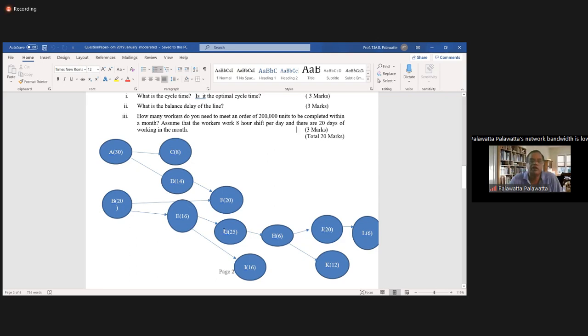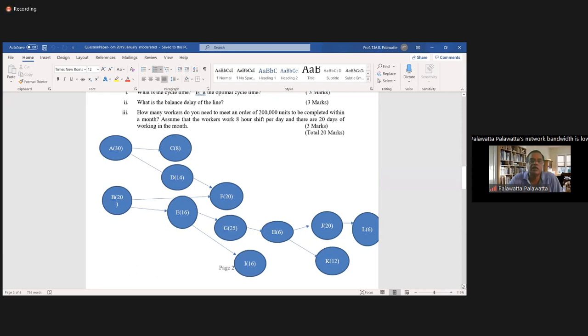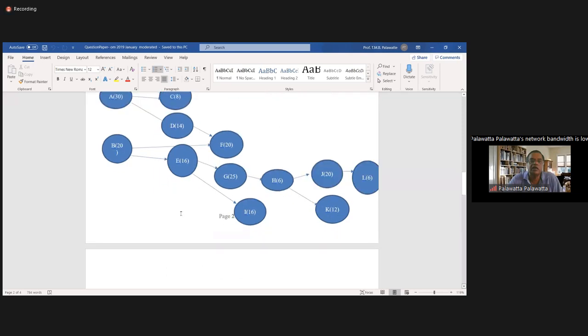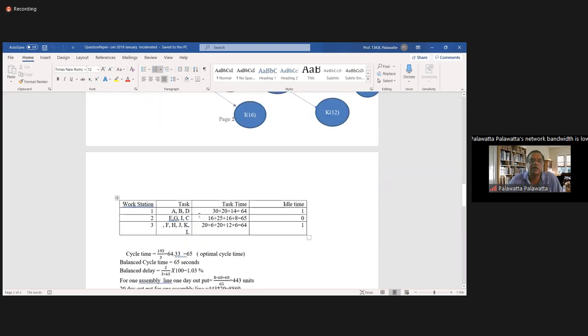And then allocate I, then get 57. Then allocate C. So then 57 plus 8, 65. So workstation number 2 is created that way. So E, G, I, C: 16 plus 25 plus 16 plus 8, 65. And then we go into workstation number 3.